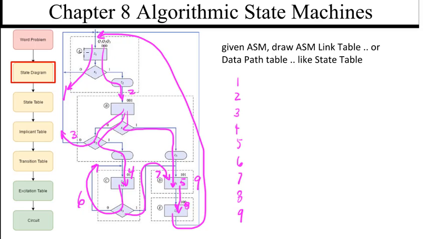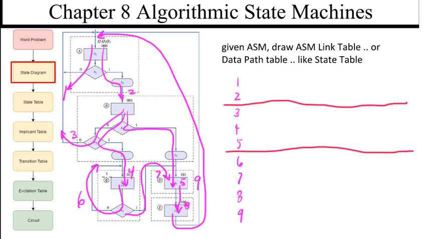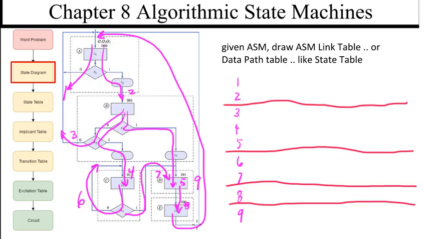Paths 1 and 2 are associated with the state A. Paths 3, 4, and 5 are associated with state B. Paths 6 and 7 are associated with state C. Path 8, there's only one state, D, associated with it. And 9, there's just one state associated with it. All right, so that's our link paths or data paths.